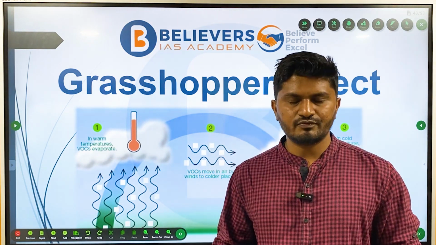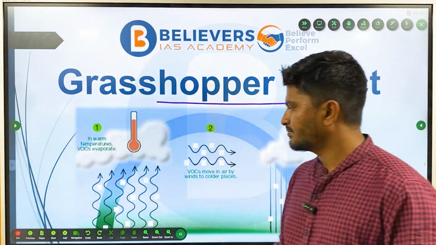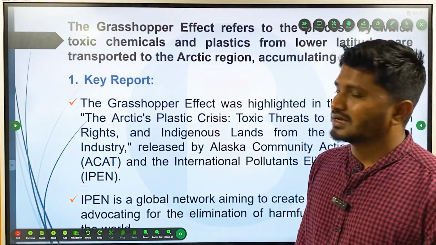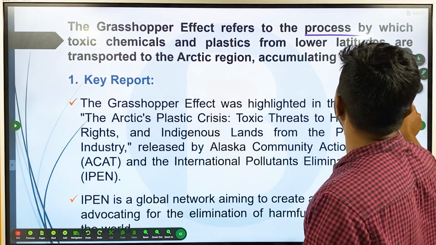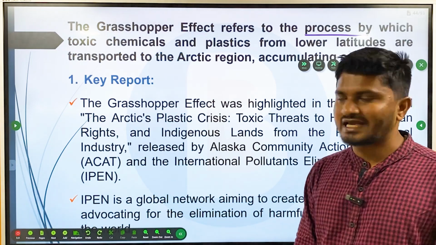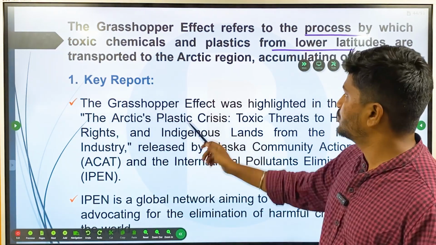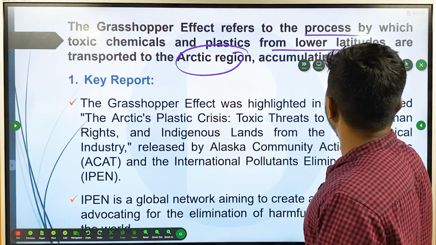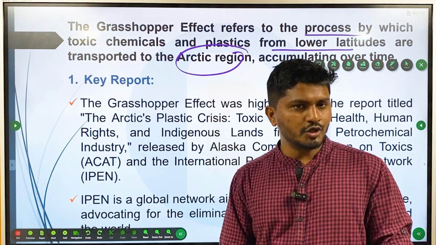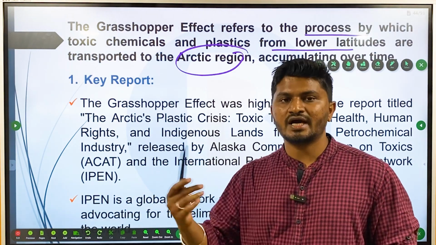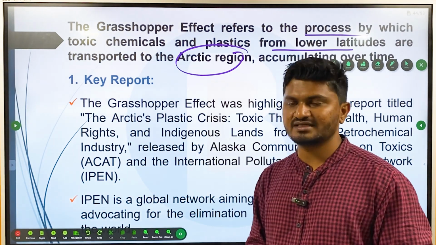Today, the topic we'll be discussing is the grasshopper effect. The grasshopper effect refers to the process by which toxic chemicals and plastics from lower latitudes are transported to the Arctic region, accumulating over a period of time. Transfer of pollutants from the lower latitudes to the higher latitudes of the Arctic is called the grasshopper effect.